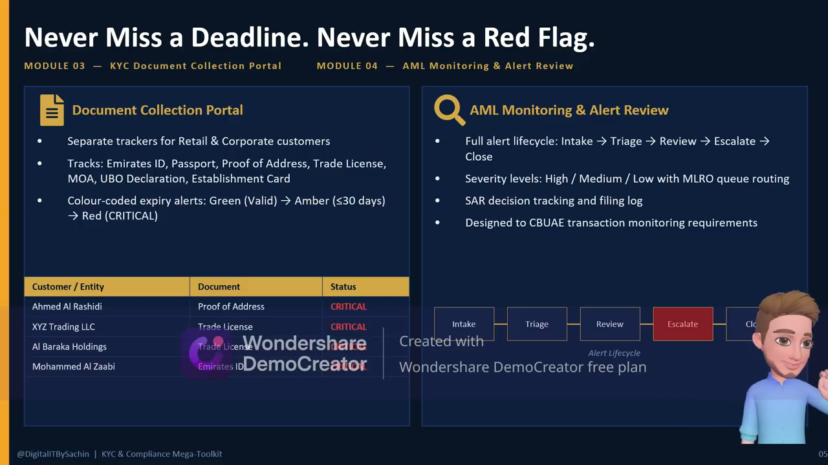Module 4 is your AML alert management center. Alerts flow in, get triaged by severity, assigned to the analyst for review and escalated to the MLRO when needed. The full audit trail is built in.